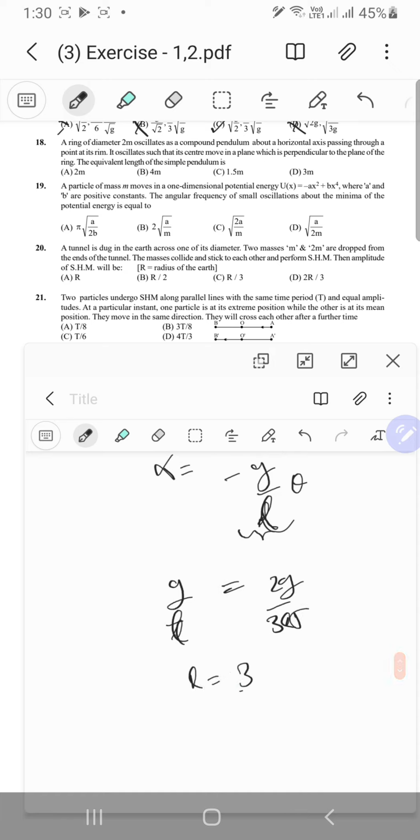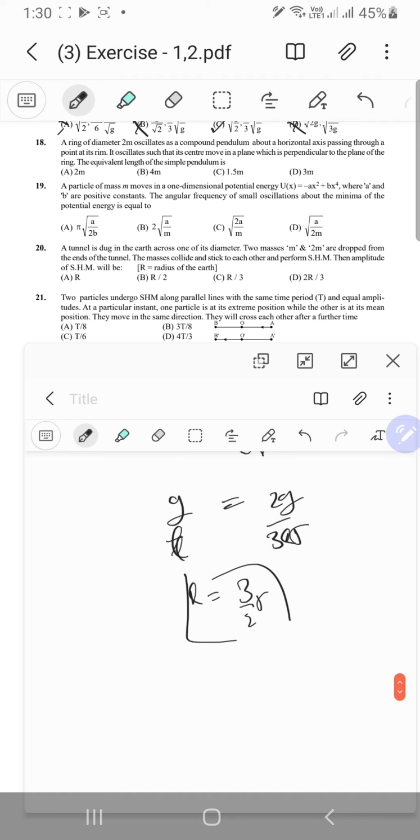L equals 3 by 2R. Nice, so it's going to be 1.5. The diameter is 2 meters, so the radius is 1 meter, so it's going to be 1.5 meters.